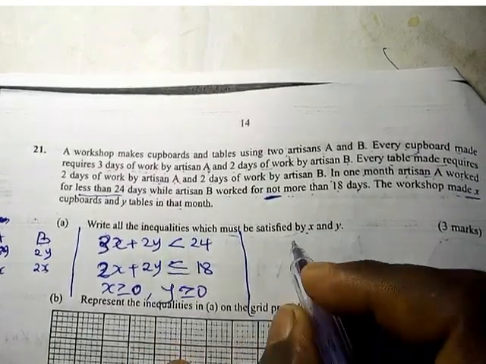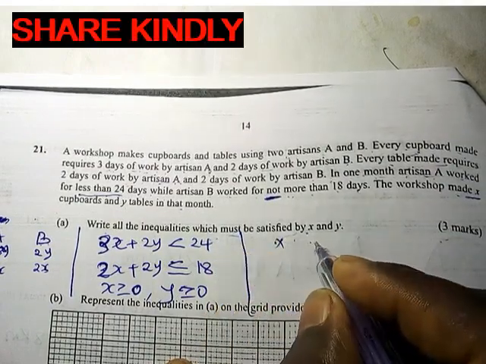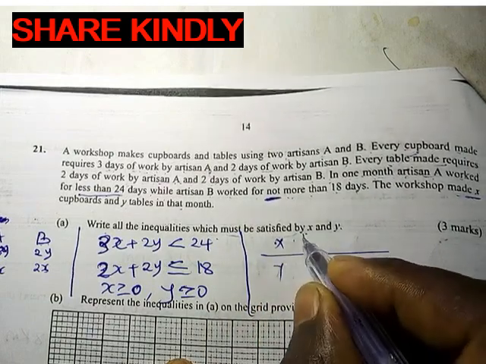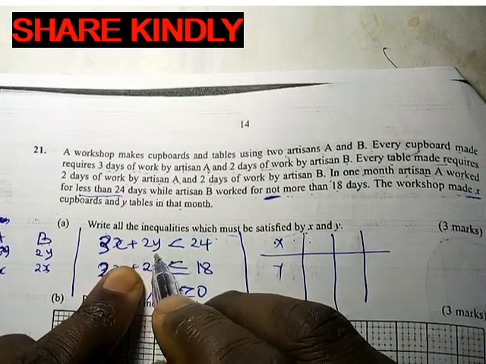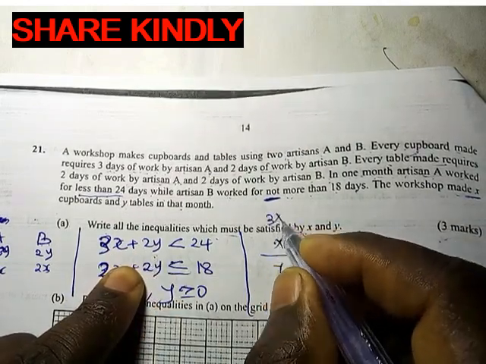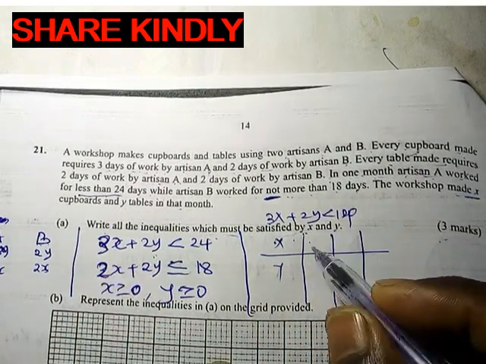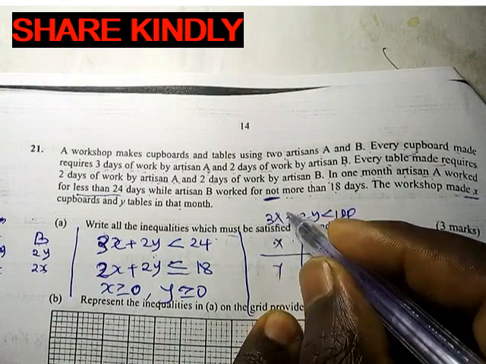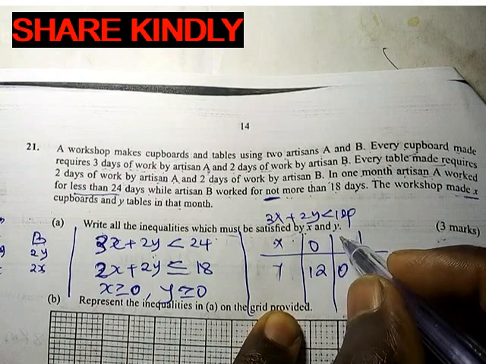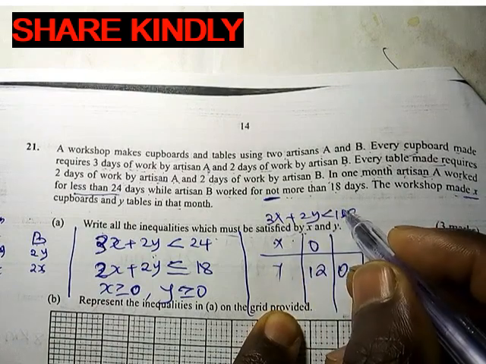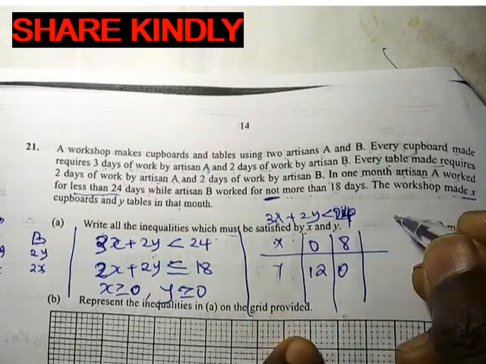Then you use these inequalities to make the points X, Y. We want to draw a table to graph the points. For the first one, 3x plus 2y is less than 24. When x is 0, y will be 12. When y is 0, 24 divided by 3 will be 8.